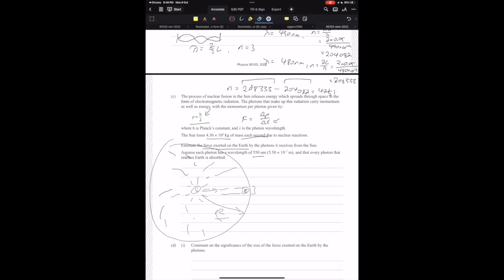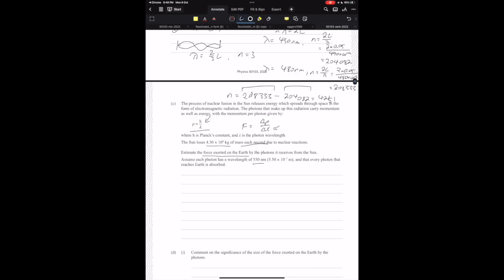So, how do we do this mathematically? Okay, well, first thing is to figure out just how much energy the sun is losing. Now we're applying Einstein's famous equation, E equals mc squared, and we know that it loses 4.30 times 10 to the 9 kilos of mass every second. And we just do 3 times 10 to the 8 squared. And so 4.3 times 10 to the 9 times (3 times 10 to the 8) all squared gives us 3.87 times 10 to the 26 joules, and this is per second. So every second, the sun is releasing that much energy.